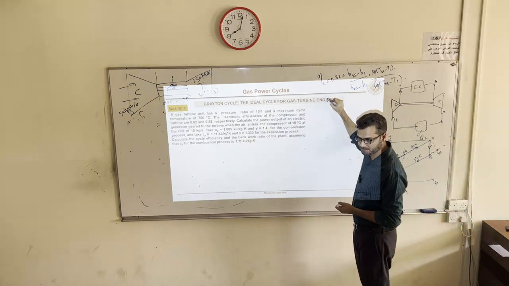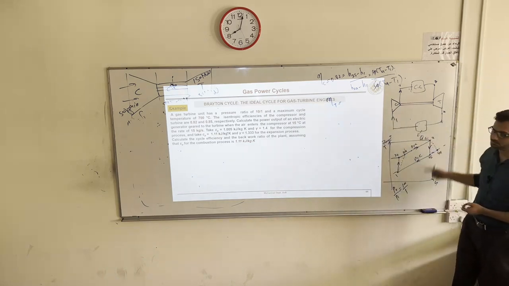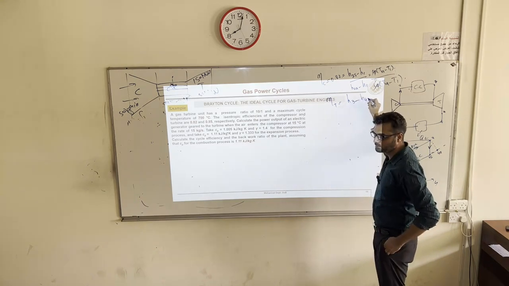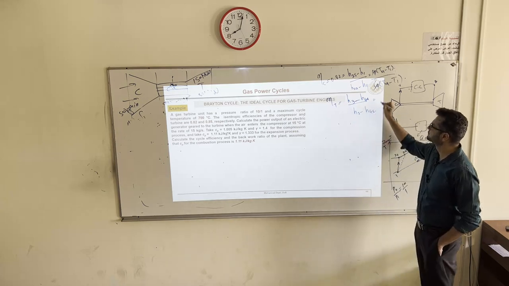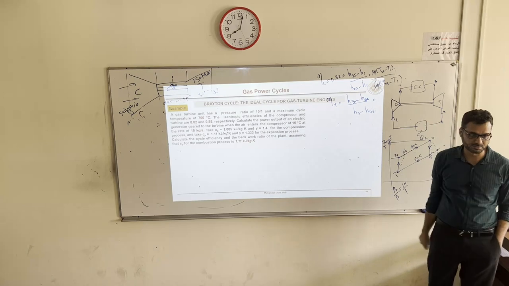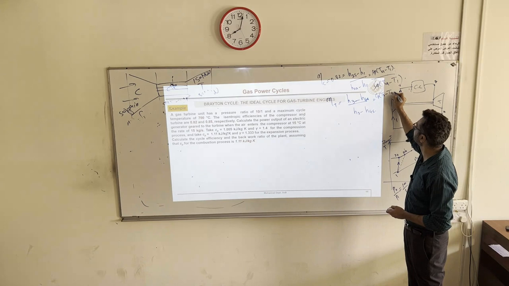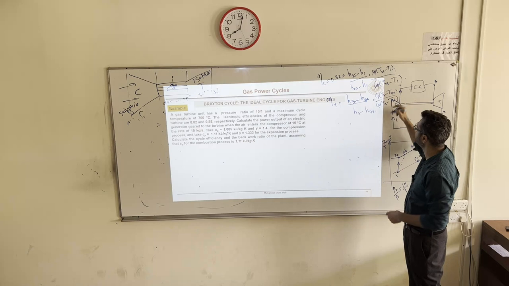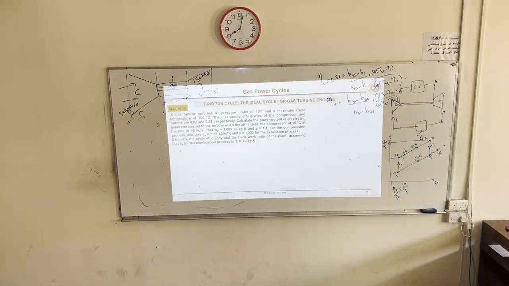Turbine isentropic efficiency is also given. So H3 minus H4A actual over H3 minus H4S. Okay, so again you can write it in terms of temperatures. Cp into T3 minus T4A over Cp into T3 minus T4S. Maybe he's saying that variation of specific heat has to be taken into account. Then you cannot cancel it like this.